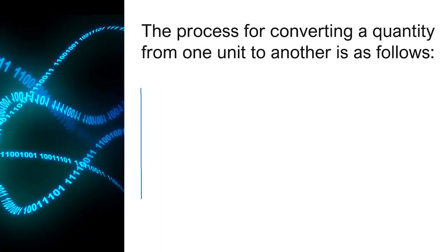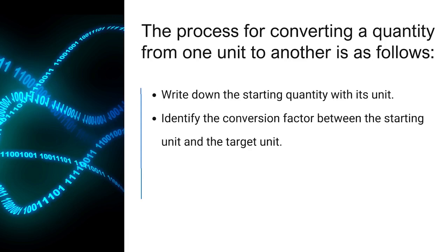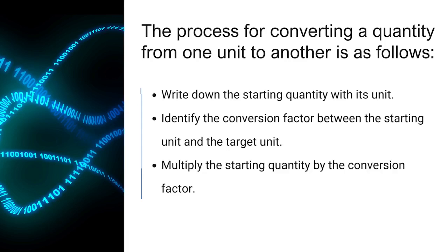The process for converting a quantity from one unit to another is as follows. Write down the starting quantity with its unit. Identify the conversion factor between the starting unit and the target unit. Multiply the starting quantity by the conversion factor. Write down the result with the target unit.